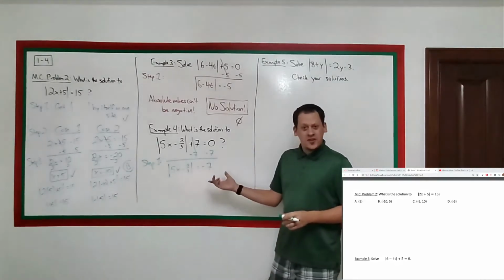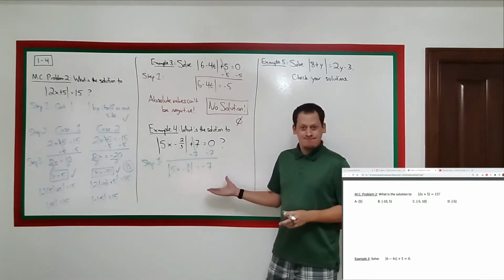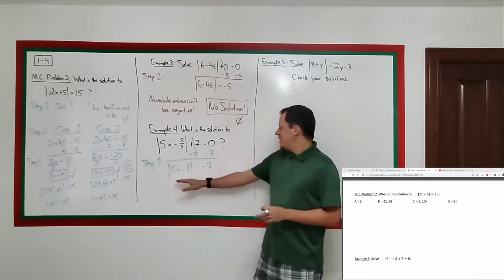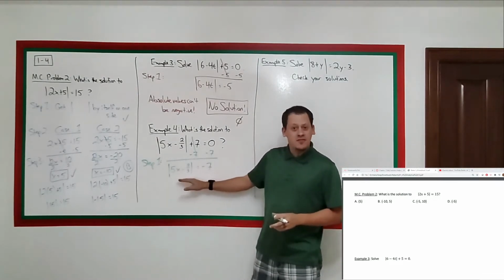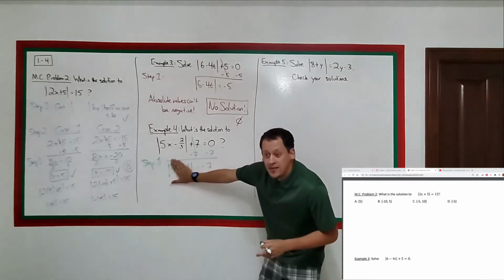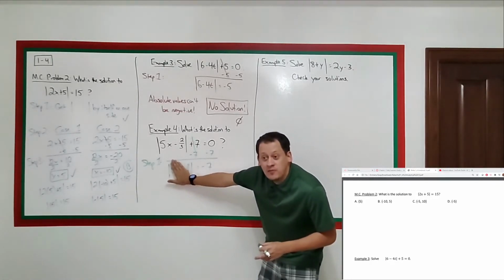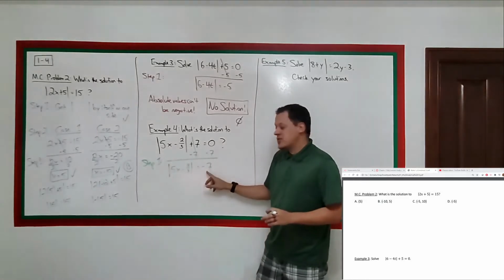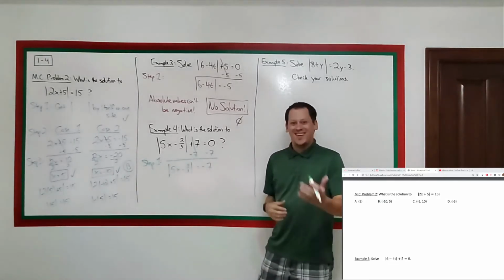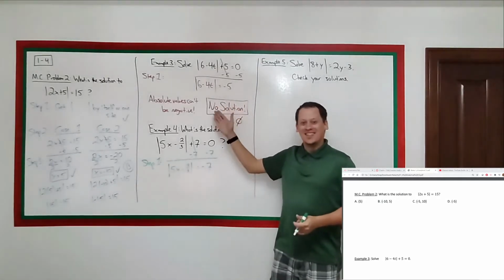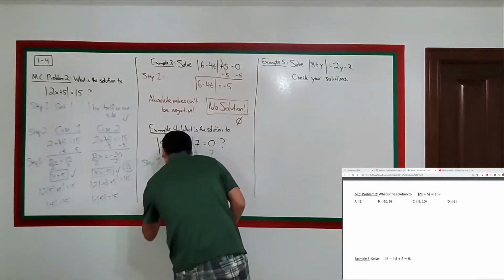See anything familiar that we've already talked about today? We have the absolute value of stuff. It doesn't even matter what's in here. It's an absolute value of something that equals a negative number. We've got the same thing that we did here. This, again, is no solution.